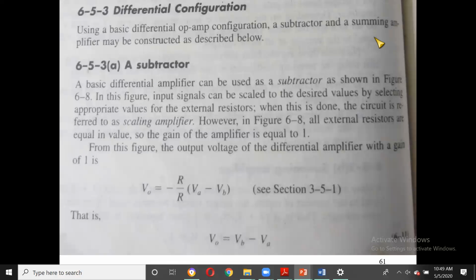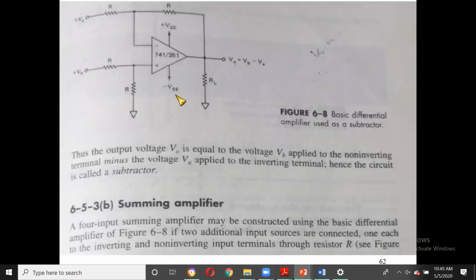Okay, so this is the differential configuration, or difference configuration as it is known. The differential configuration is like this. If you forget this over here, what you have here, if you give input at this point, is just the non-inverting amplifier. Input is given to plus, the rest of the thing will be the non-inverting amplifier.